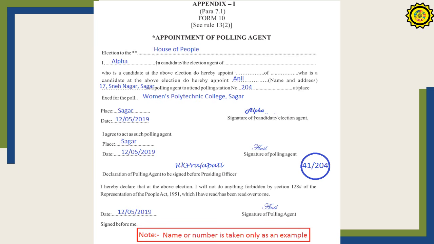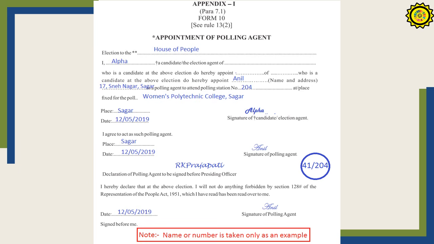On the screen, the format letter of appointment of polling agent is displayed. The polling agent is appointed by the candidate Alpha and the name of the polling agent is Anil. The candidate or his or her election agent shall put his or her signature at the specified place. The polling agent formally accepts his appointment by signing the letter of appointment.